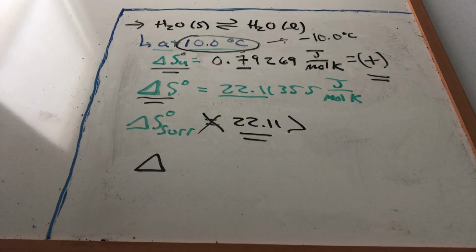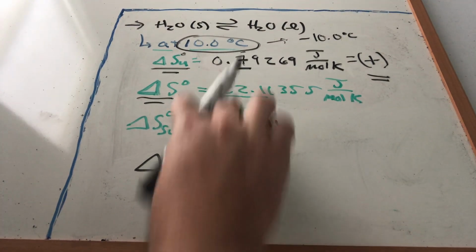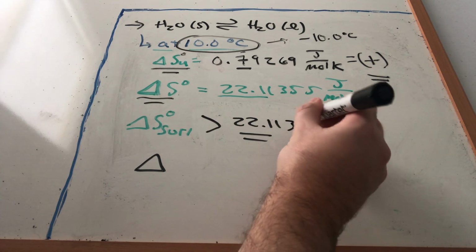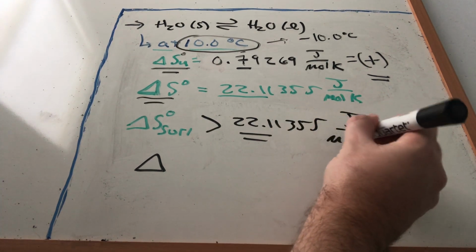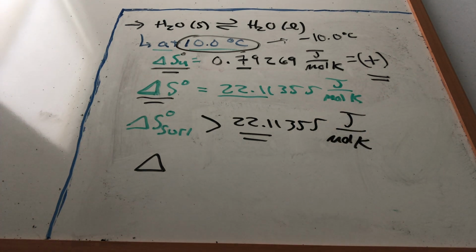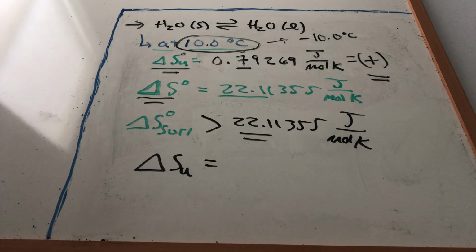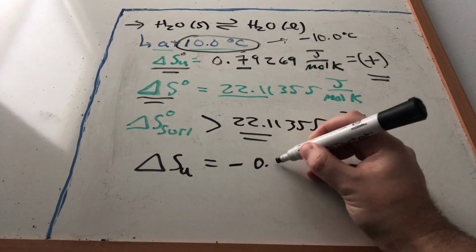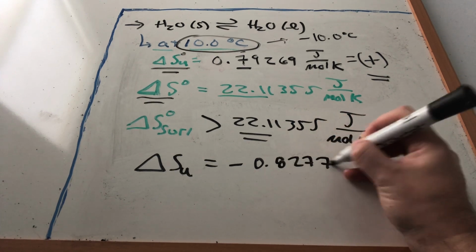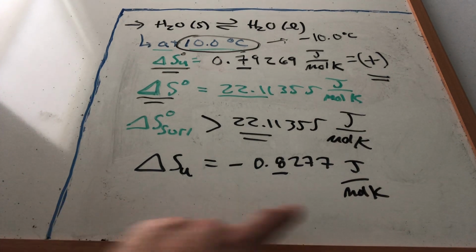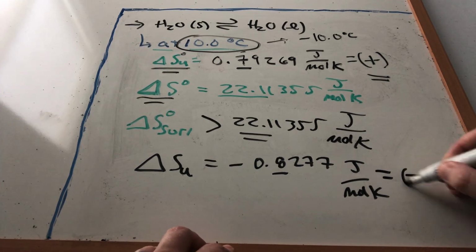Okay, so let me write it mathematically correct. Sorry about that. Delta S for the surroundings is going to be bigger than 22.11355 joules per mole Kelvin. And that should kind of be an expected result. Delta SU, then, when I add these two numbers together, is going to give me a negative result. And what I get when I do this math is negative 0.8277 joules per mole Kelvin. Delta SU in this case is negative.